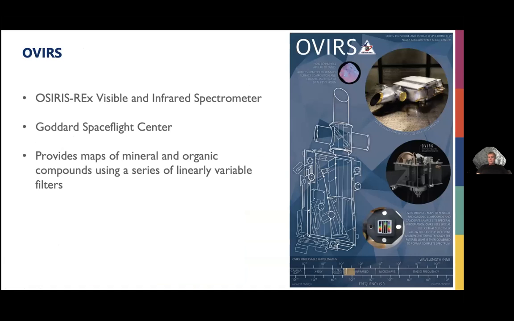Here's OVIRS. So this was built at the NASA Goddard Space Flight Center, and its major focus was mineralogy and location of organic compounds. And its technology really used a 2-dimensional imager and a series of linear filters that then were constructed into a spectrum.